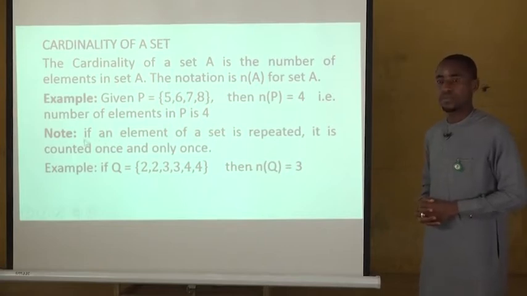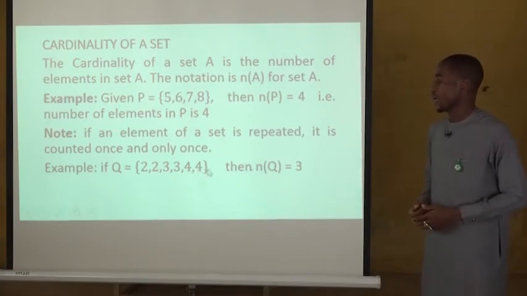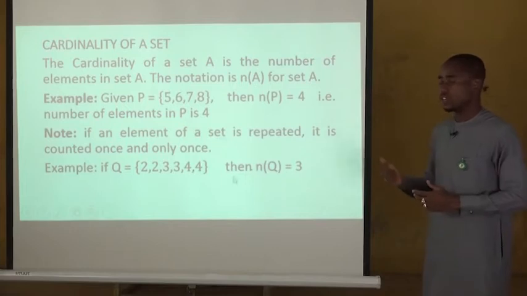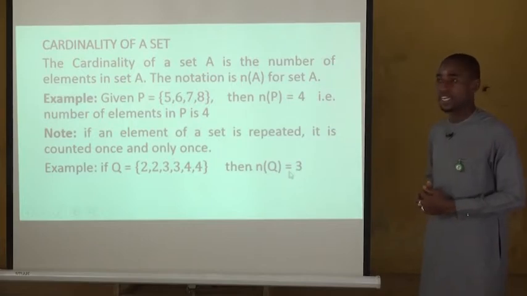Learners should take note. If an element of a set is repeated, it is counted once and only once. For example, in set Q, we have elements 2, 2, 3, 3, 4, and 4. Now the cardinality of this set Q: 2 is repeated twice, 3 is repeated twice, 4 is also repeated twice. Therefore, these elements will be counted once and only once. That is, we have 3 as the cardinality of set Q.